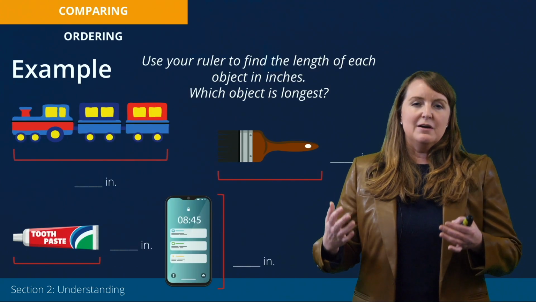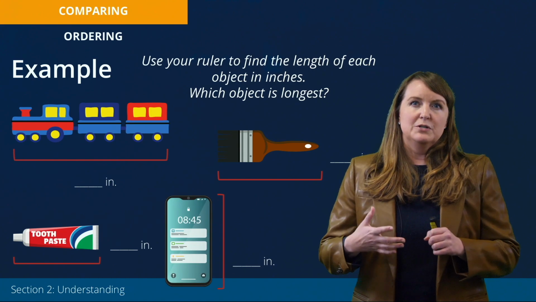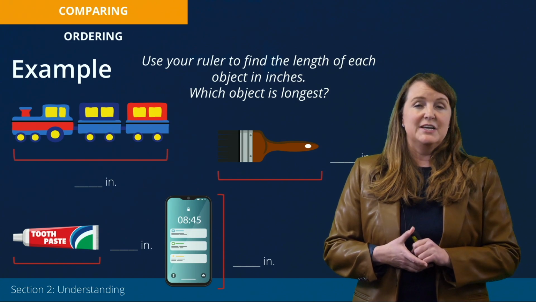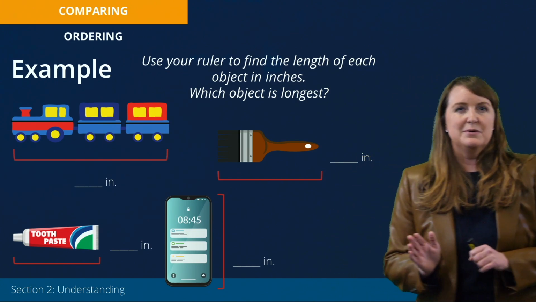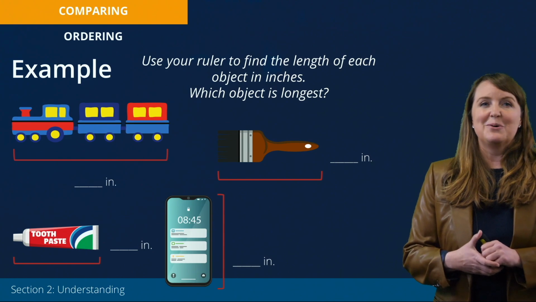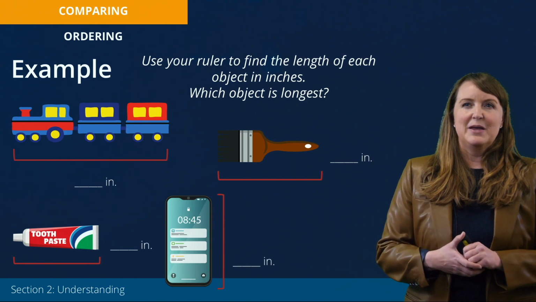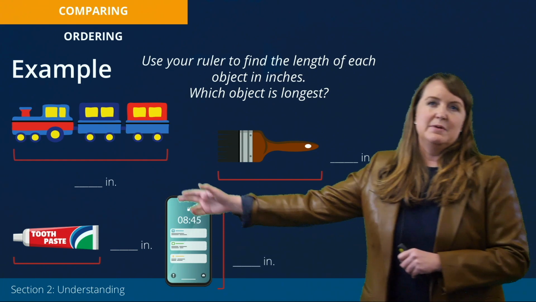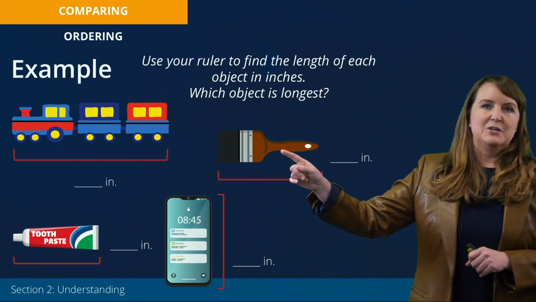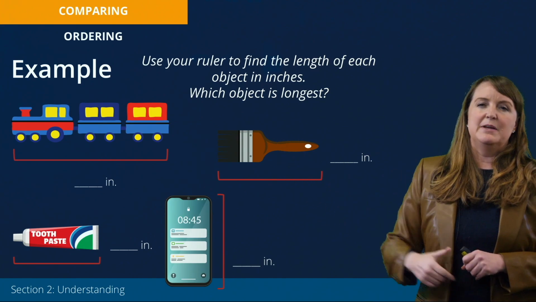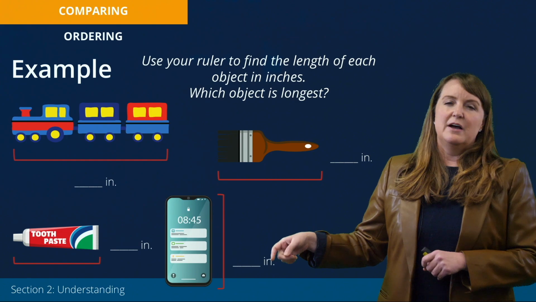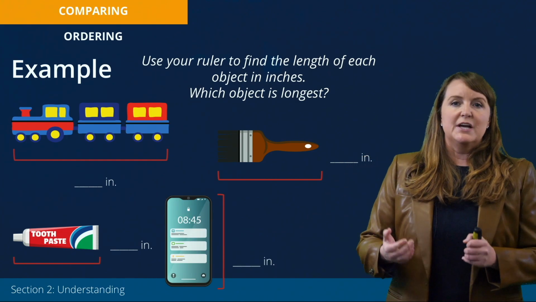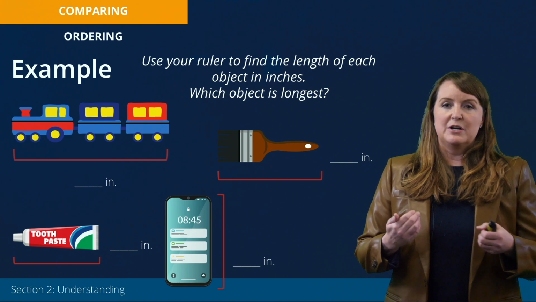So here is our example. Use a ruler to find the length of each object in inches and then describe which object is longest. So I'm going to scoot over here to the side. I've got different things that I can measure by length. I can measure these trains, I can measure this paintbrush here, how many inches it is. I can measure the length of this phone, and I can measure the length of this toothpaste. And then once I do that, I can figure out which object is longest.